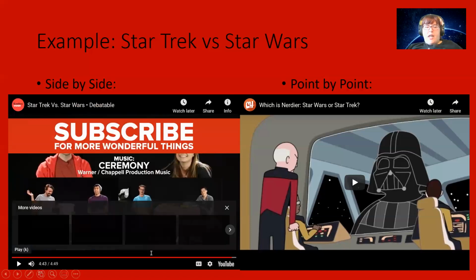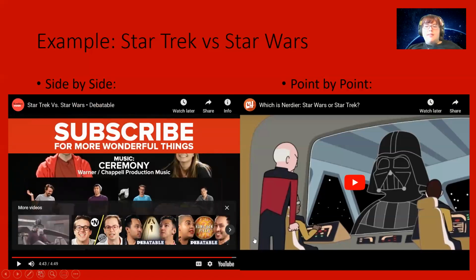Okay, so with this one, we see the side by side in that they talk about Star Trek first, all the good and all the bad. Then they talk about all the positive and negatives of Star Wars. And then in their closing arguments, we see they talk about both and talk about some of the things with both of them. So that's what I mean by side by side. Now, point by point, you'll notice in this next video is that when they bring up a point, they talk about Star Wars and Star Trek for that one point, and then move on to the next point.